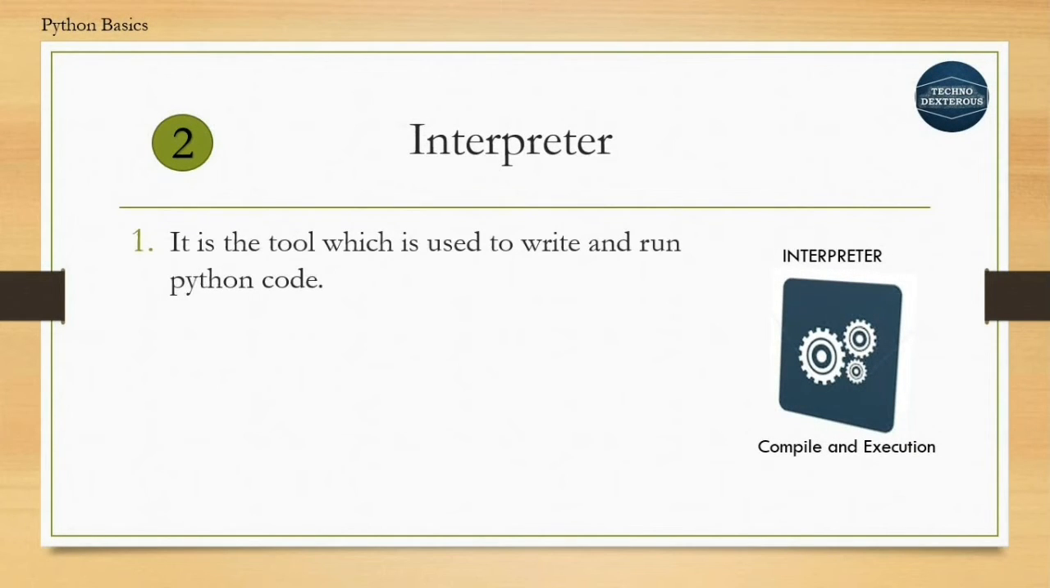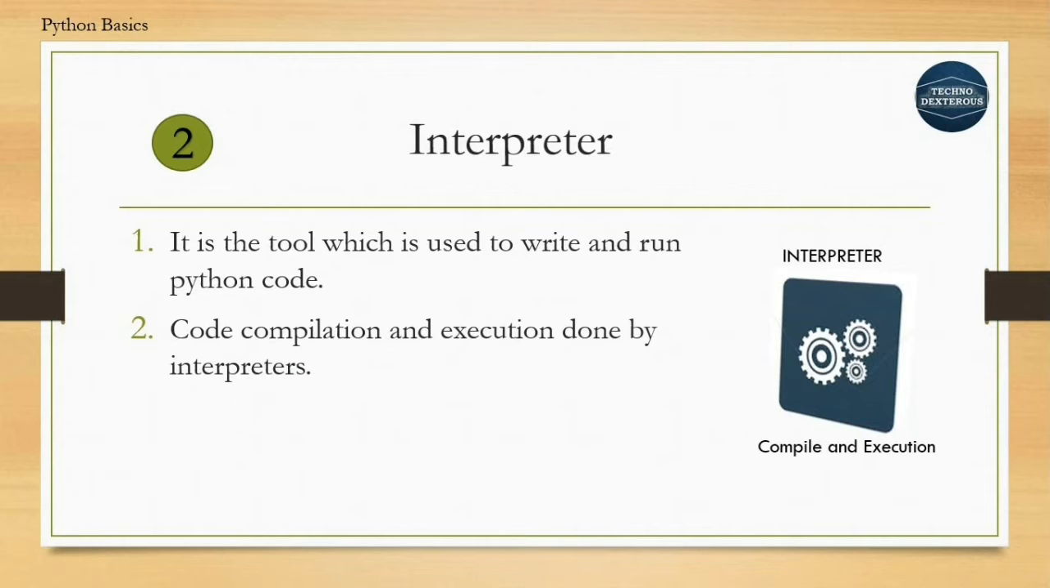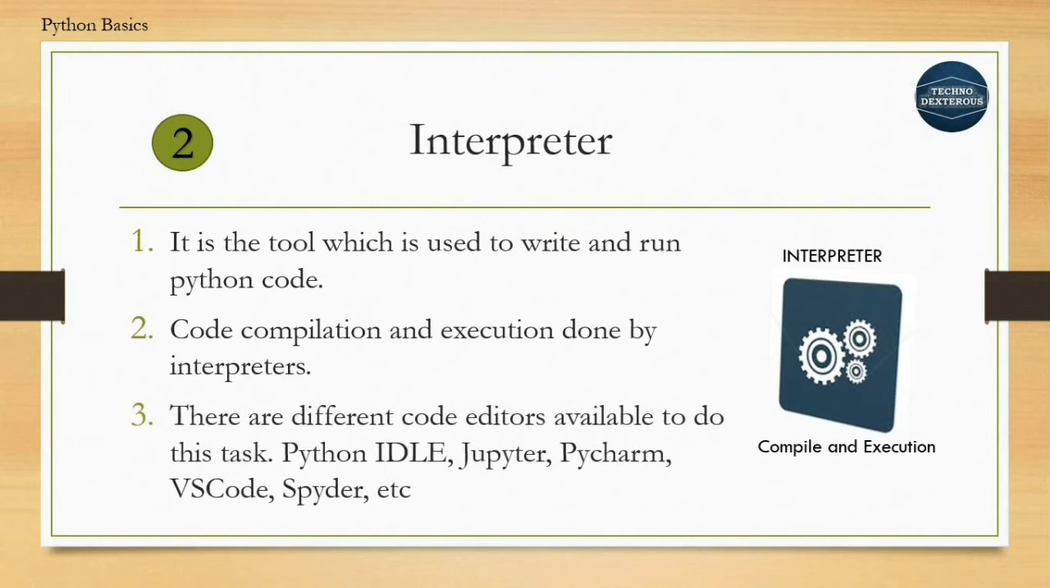An interpreter is a tool which is used to write and run your Python code. It is also called a compiler, as it compiles the code. There are different compilers or interpreters available. Python ideally comes with the Python installation itself, so it is the inbuilt editor for Python. There are Jupyter, PyCharm, VS Code, Spyder. These editors are also available, but you need to install them separately.